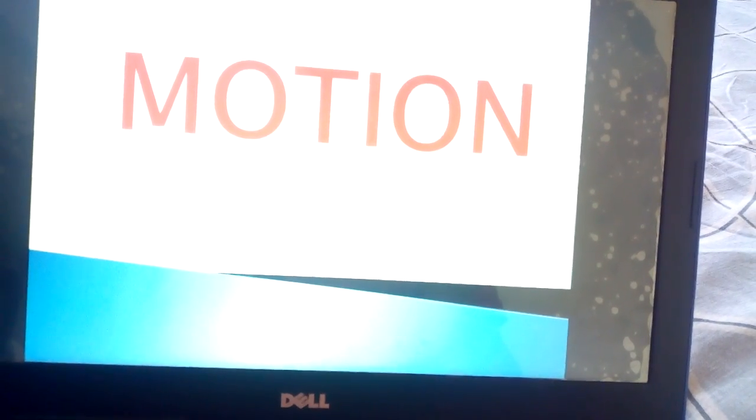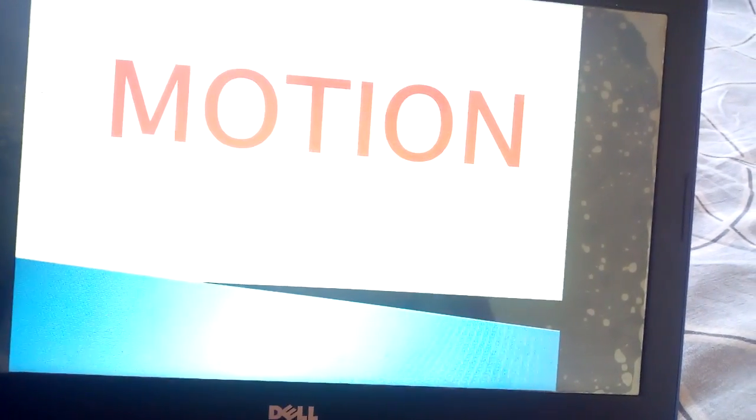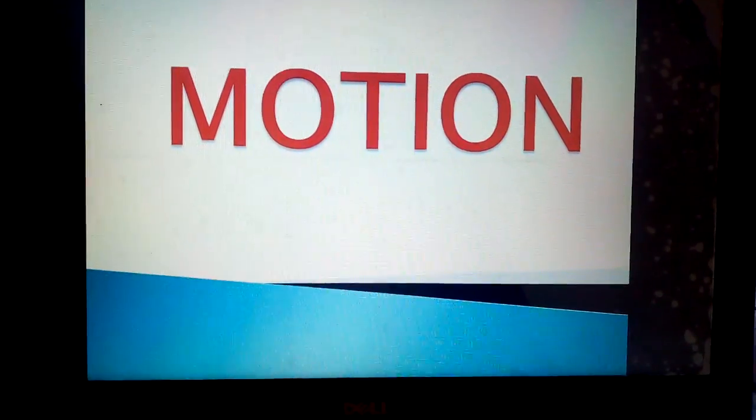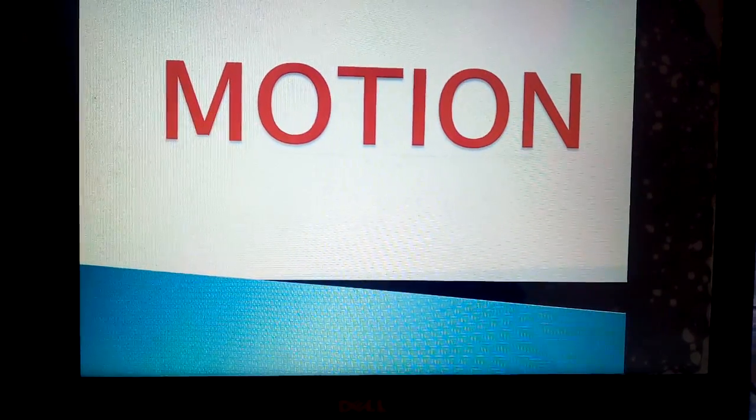So we can now define motion: a body is said to be in motion or moving when its position changes continuously with respect to a stationary object taken as a reference point. For example, when the position of a car changes continuously with respect to a stationary object like a house or tree, we say that the car is moving or that the car is in motion. So when an object is changing its place from one place to another, it is said to be in motion.